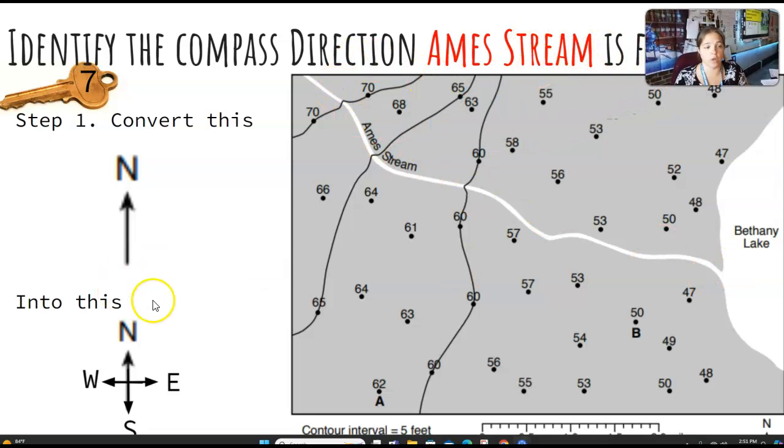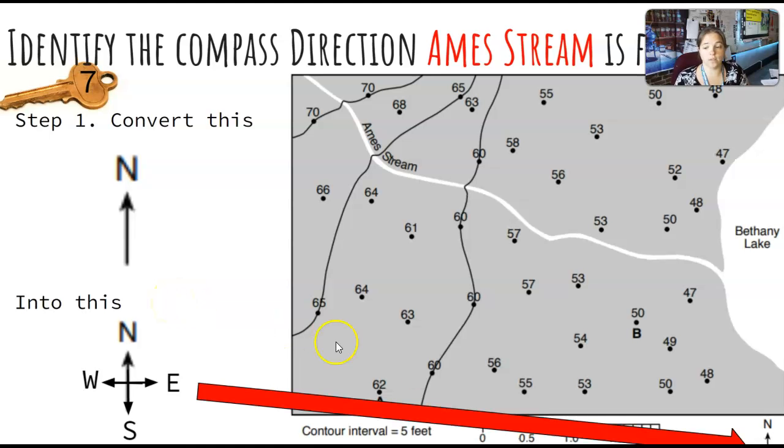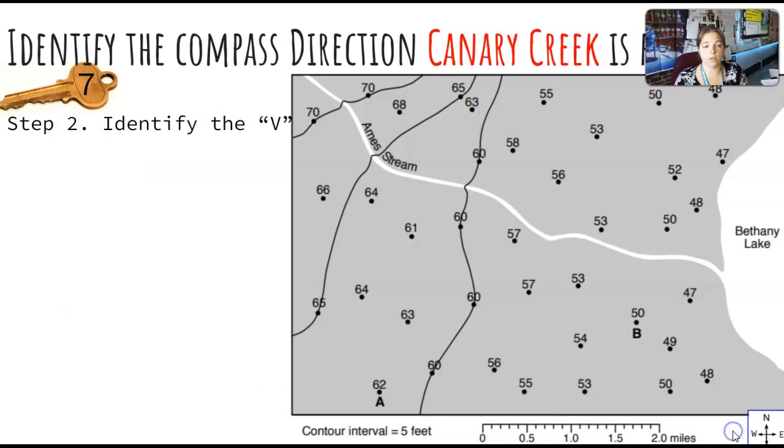So this is Ames stream, right? Once we have this, see it down there? I've got to identify the V, the rule of V's. The V points to the origin, where it started, not where it's flowing, it's where it's coming from. So here's my V's right here. And it's pointing, this is where it's starting, so it is flowing this way, right?